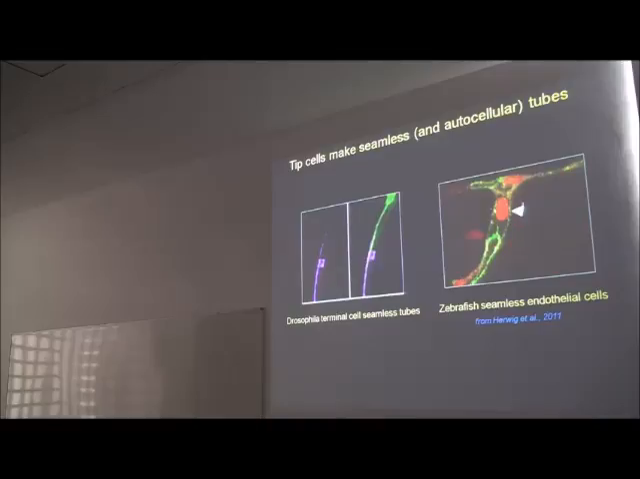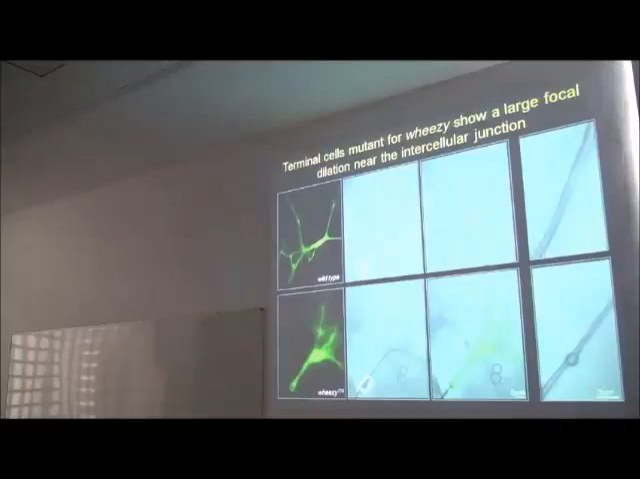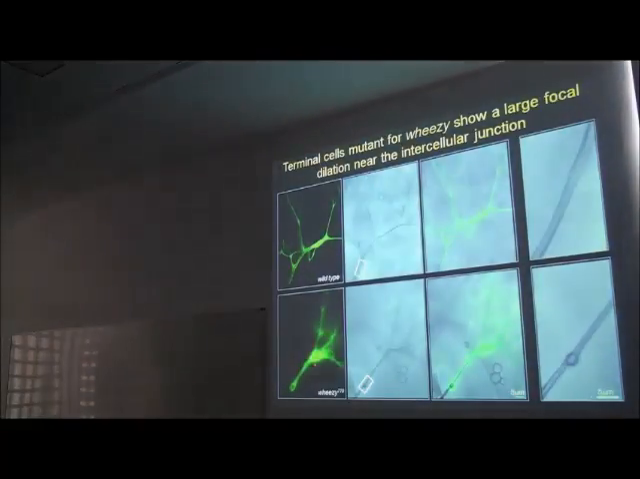And you see something kind of similar if you look at the zebrafish vascular system. So here is a seamless endothelial cell with a red blood cell passing through it. This is the intercellular junction, and what looks like a little bit of an autocellular junction. Okay, so one of the mutants that we found with one of these local defects between the intercellular junction and the terminal cell nucleus was a mutant we called Wheezy. And they showed these large dilations very close to the intercellular junction, but within the terminal cell.